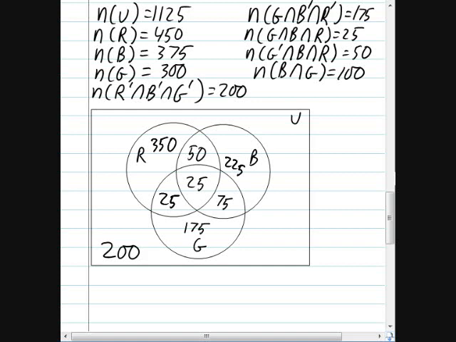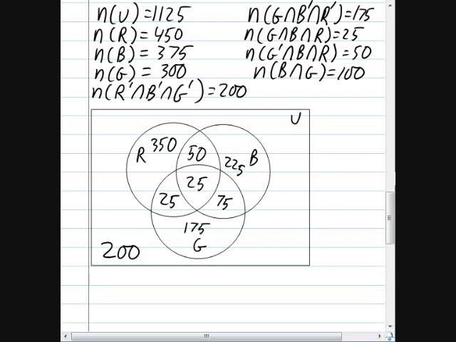We should notice that the numbers add up the way they should. For example, we know the total in R should be 450 people. If you add up all the numbers in R, they add up to 450 people. We know that the total number of people in G should be 300. If you add up all the numbers in G, they add up to 300. And you can do that with all of the information given. For example, the number in B and G should be 100, and yes, they add up to 100.